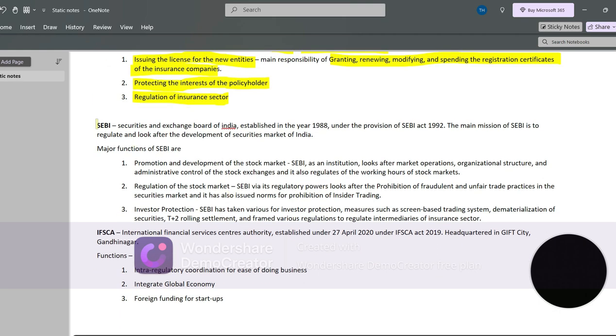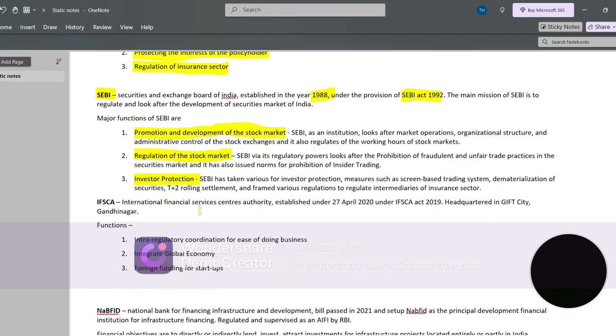Next is SEBI. SEBI is Securities and Exchange Board of India. It was established in the year 1988. It comes under the provision of the SEBI Act 1992. The main mission is to regulate and look after the development of the securities market in India. The major functions are promoting and developing the stock market. The second is regulation of the stock market, and the third is investor protection.